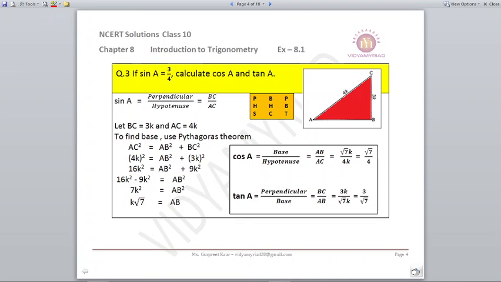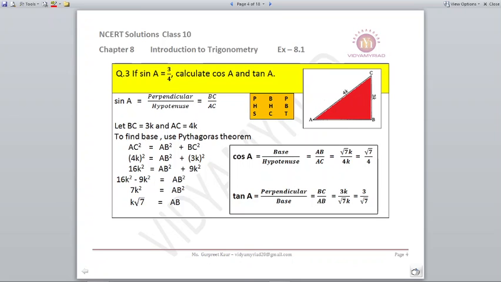Next, if sin A is equal to 3 upon 4, calculate cos A and tan A. So let's make a triangle ABC, right angle at B. Now it's given 3 upon 4. We will not take 3 upon 4 as a number. We will take it as 3K and 4K. So we know sin A is perpendicular upon hypotenuse. I have written the short form of the trick in the bracket. You can also write it down so that you write your answers correctly.